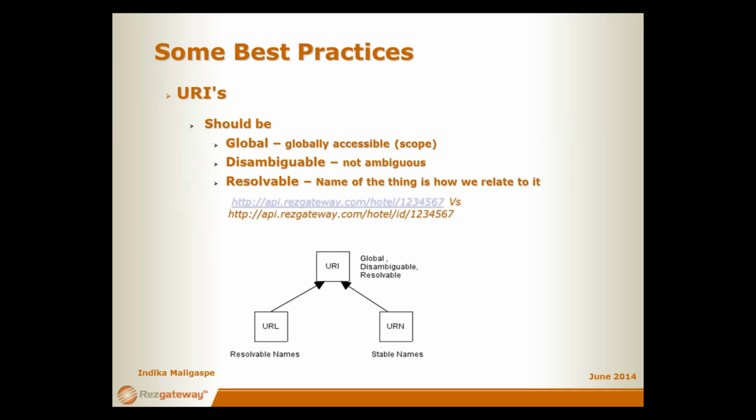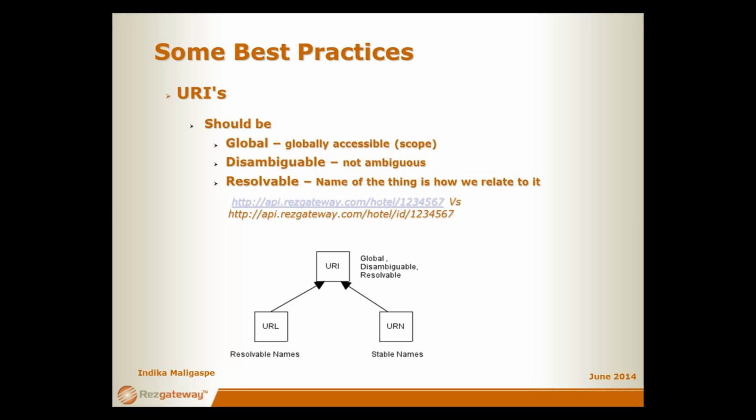URIs. We mentioned that URIs are the fundamental way of identifying resources in your REST API or your REST service. So when you're defining your URIs and when you're designing your REST API, you have to keep these in mind. URI should be global. That means it should have a global scope. It should not be local to a single scope only or a certain area. It should have a global scope. It should not be ambiguous, right? There should not be any ambiguity in your URI. It should be resolvable. That means we normally say the name of the thing is how we relate to it. So by looking at the URI, we should be able to relate what this URI is telling us.